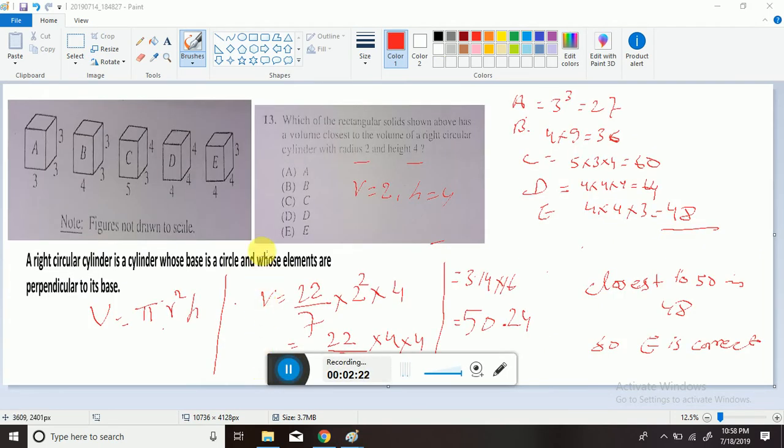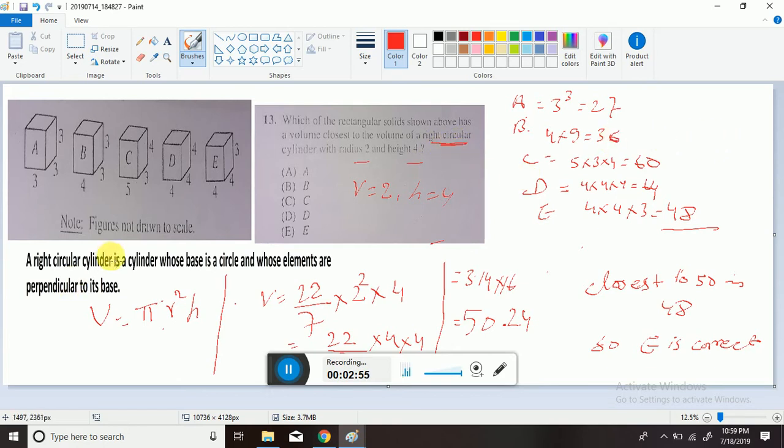Now this is the problem. Here we need to understand some facts. Which of the rectangular solids shown above, five in total, has volume closest to the volume of a right circular cylinder with radius 2 and height 4? We need to know the concept of a right circular cylinder. What do you mean by a right circular cylinder? You need to know that.